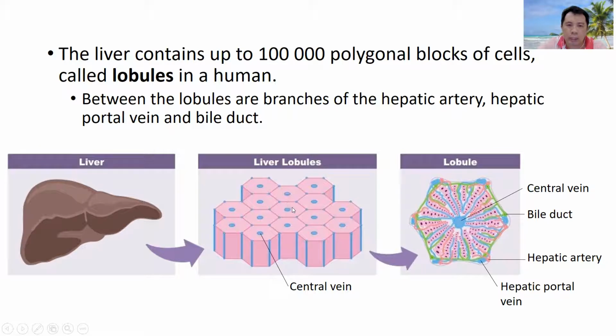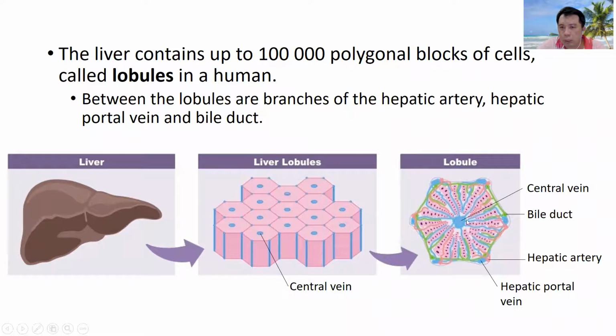At the center of each lobule is a central vein. We call it the central vein, which carries the blood from the liver to the vein, and then returns to the heart through the vena cava. So this is the lobule structure.